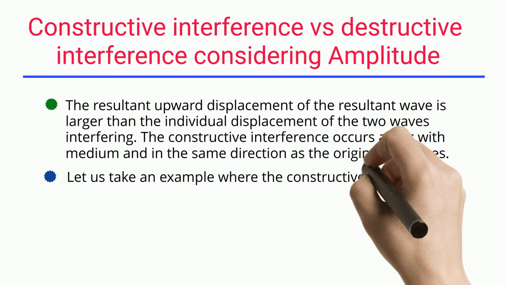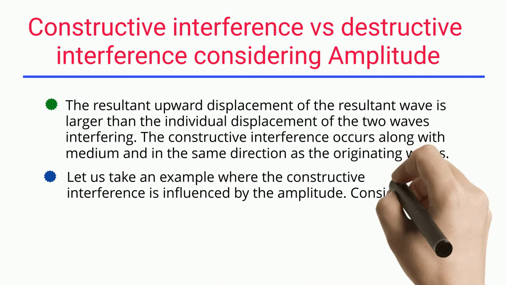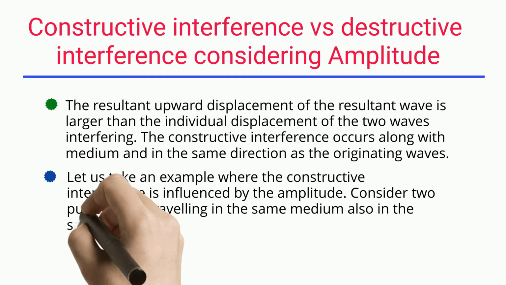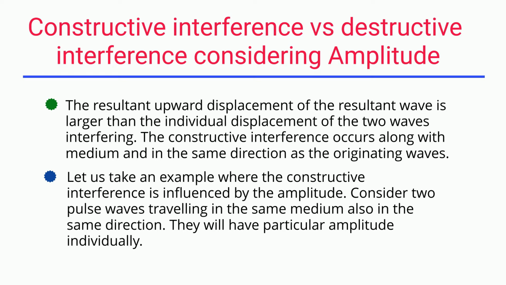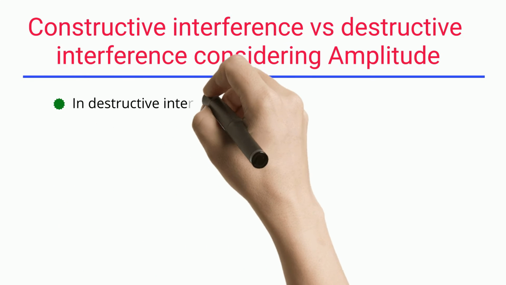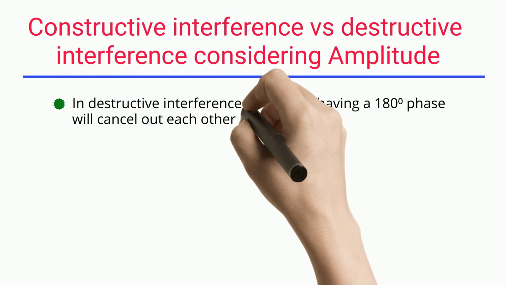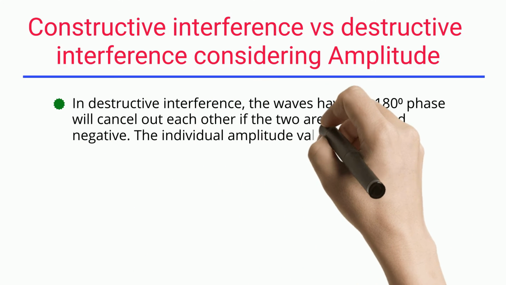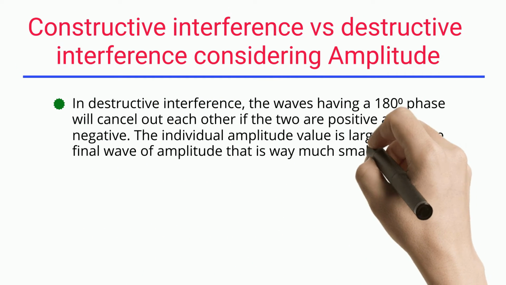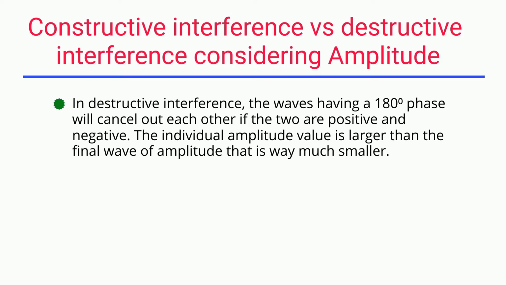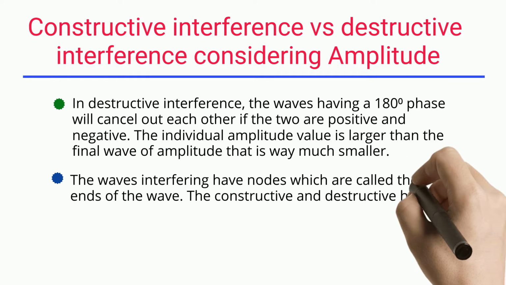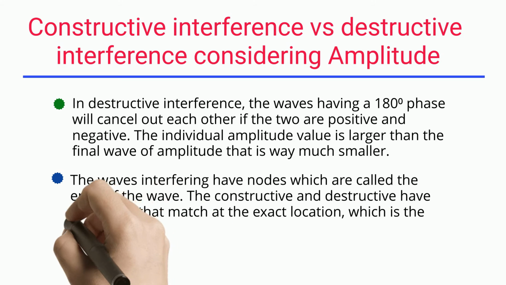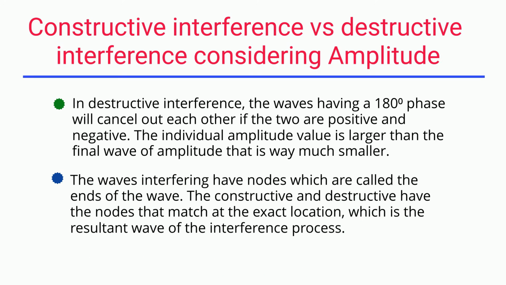Let us take an example where the constructive interference is influenced by the amplitude. Consider two pulse waves traveling in the same medium, also in the same direction. They will have a particular amplitude individually. In destructive interference, the waves having a 180 degree phase difference will cancel out each other if the two are positive and negative. The individual amplitude value is larger than the final wave of amplitude, which is much smaller. The waves interfering have nodes, which are called the ends of the wave. The constructive and destructive have the nodes that match at the exact location, which is the resultant wave of the interference process.